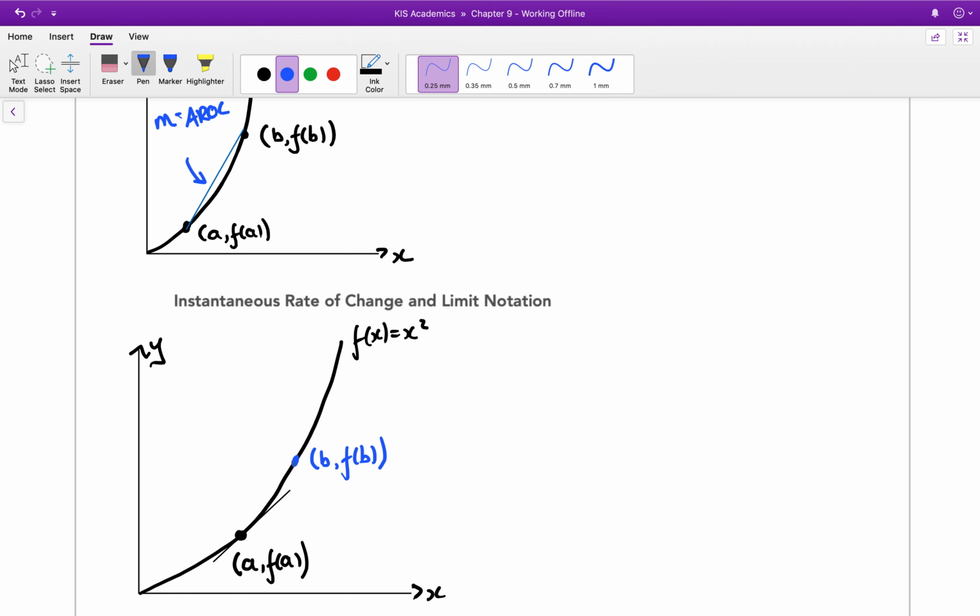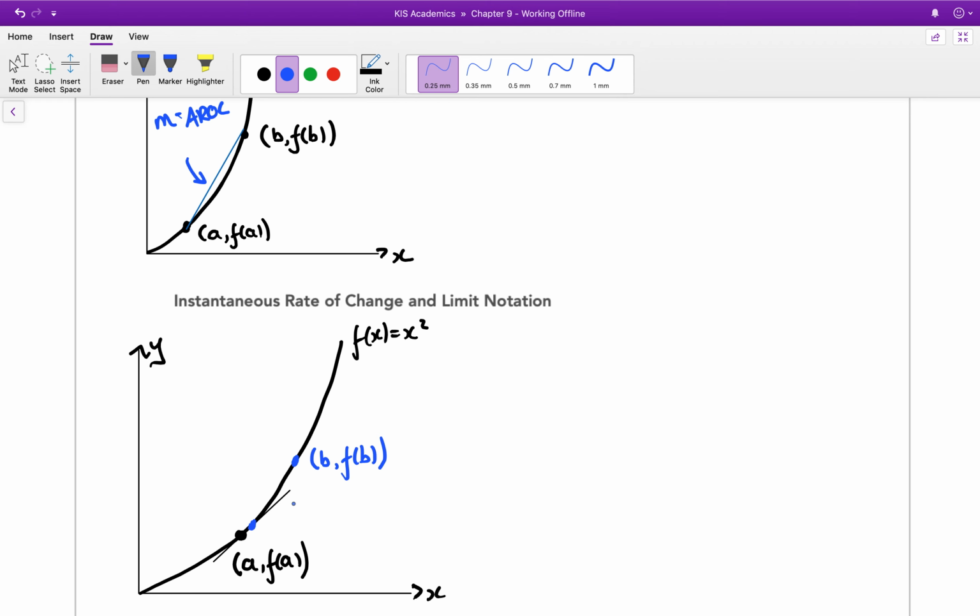However, if we bring b here closer and closer to a, and if we bring b as close as we can to a and then find the average rate of change between those 2 points, so say it was here, then the gradient we find here will be a much better estimate of our gradient at the particular point A compared to if B was further away.